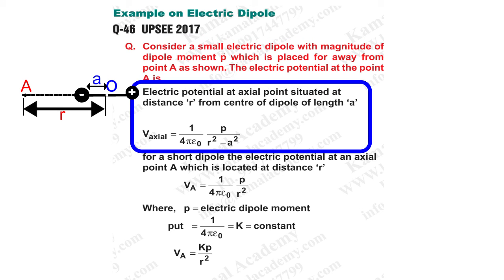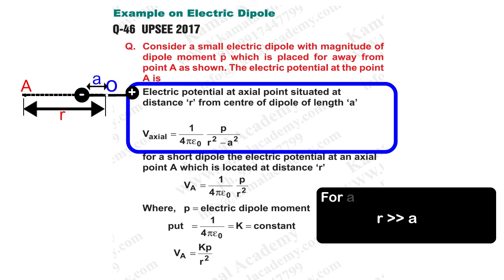So electric potential at an axial point of an electric dipole of width a, which is at a distance r from the center of the dipole, is given by V axial equal to 1 upon 4 pi epsilon naught, p upon r square minus a square. Now for a short electric dipole, the magnitude of r is much greater than the magnitude of a. Hence the length of the electric dipole a can be neglected in this formula.